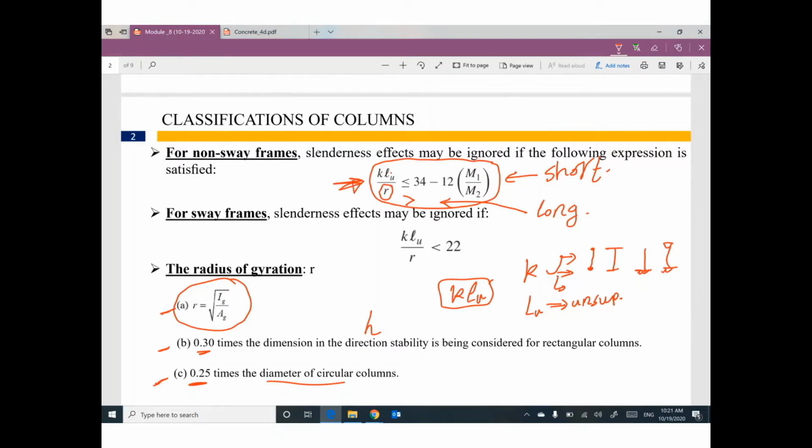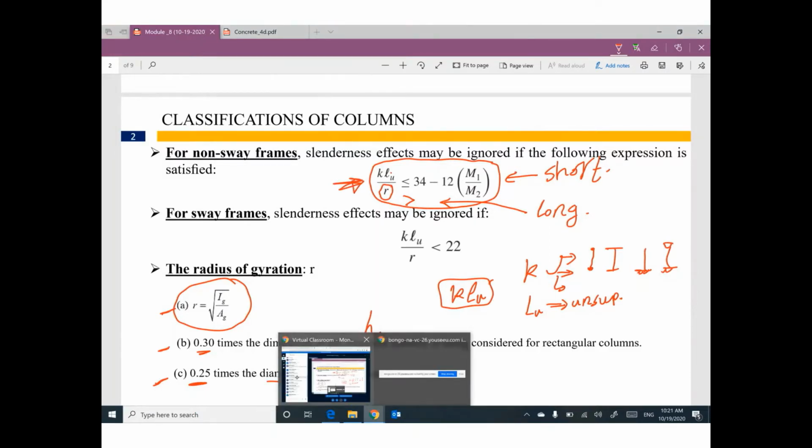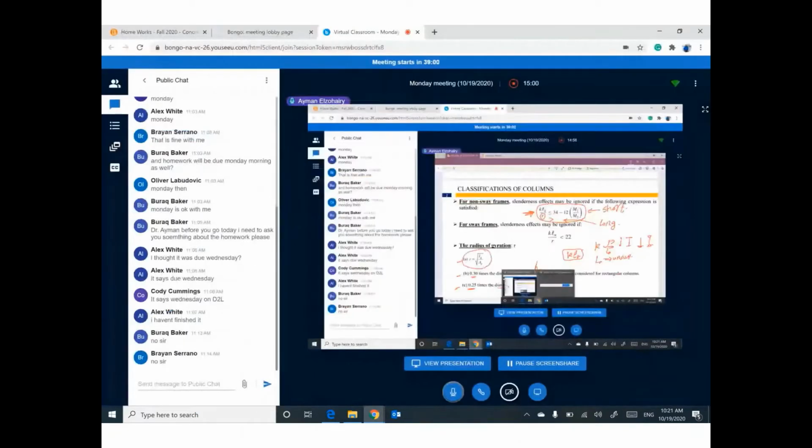Any question so far? Looks good. Looks good. Okay.